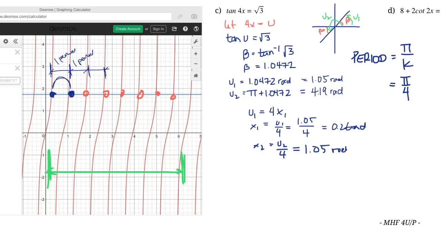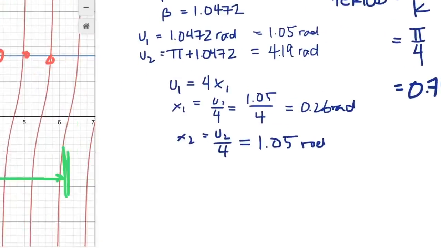To make this easier, since we're working with decimals, we might as well convert that to decimals. If we divide pi by 4, we get about 0.79, which is the length of one period. So let's start from the first x value, the first solution here, and let's add periods until we get to our limit of about 2 pi, about 6. So let's see what happens.